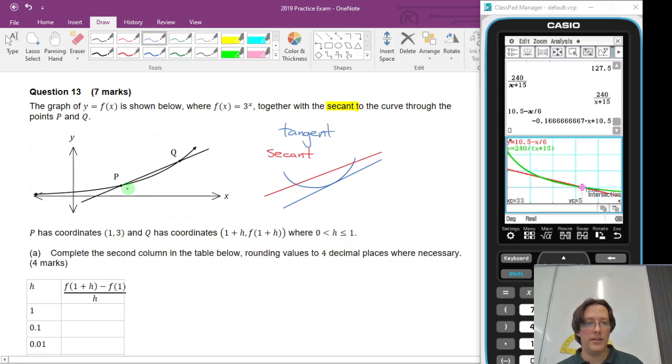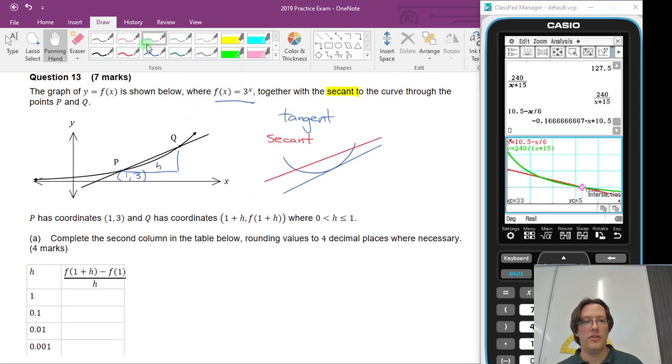It goes through the points P and Q. P has coordinates 1, 3, and Q has coordinates 1 plus h, so it's gone across by h, and then it's gone up. Now this is a hint for the kind of question we're doing. We're doing one of these annoying first principles type questions. So what we want to do for this kind of question is be very careful about how we set up our equations.